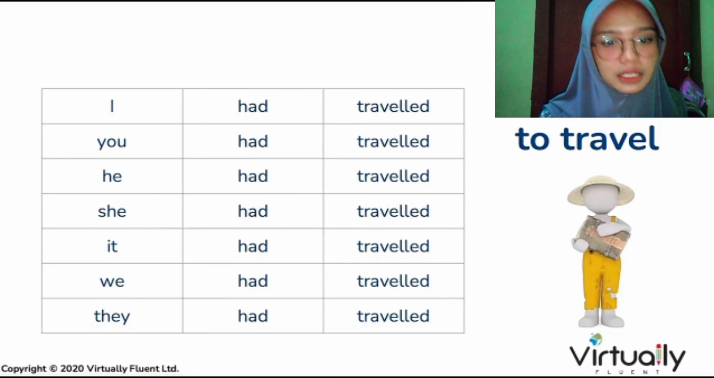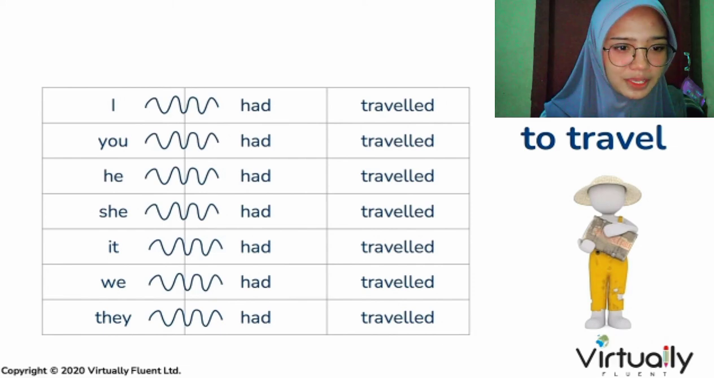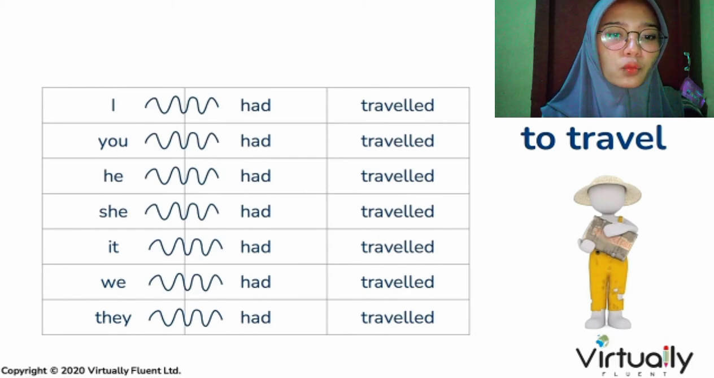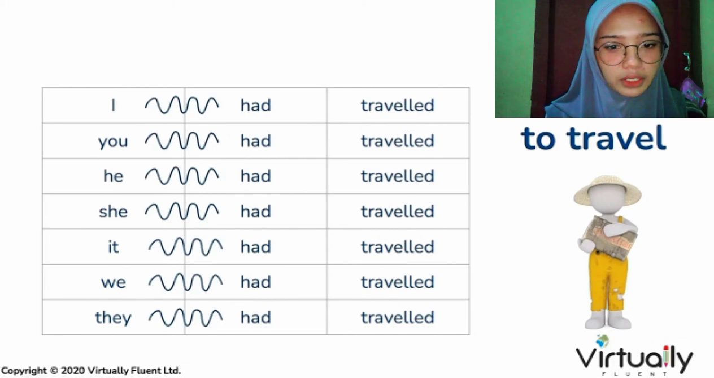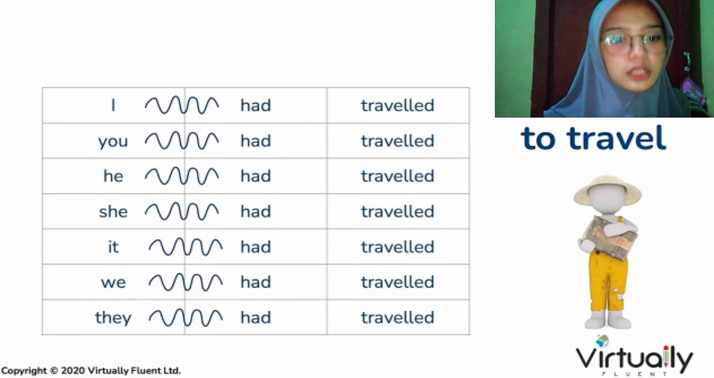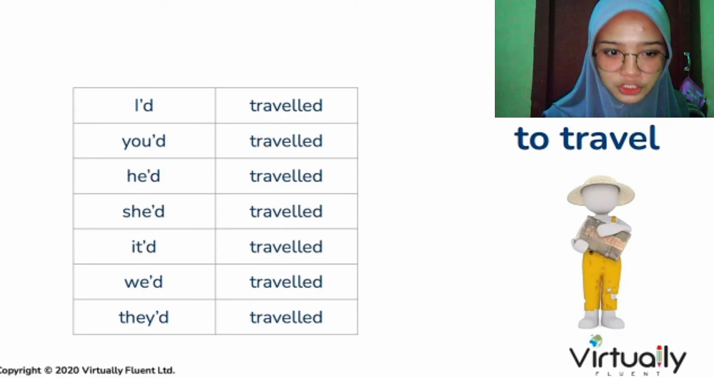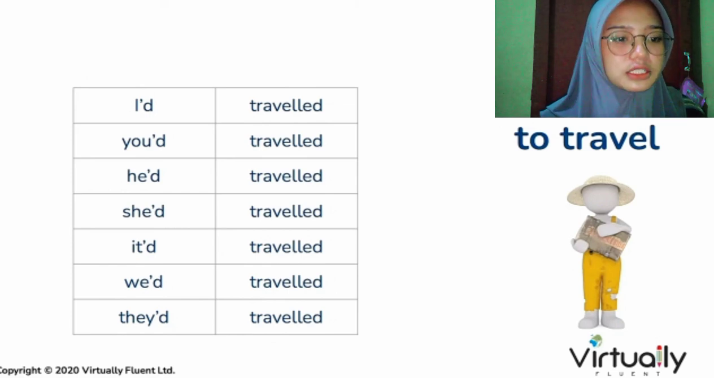He had traveled. In English, remember, we are super lazy. We don't always want to say I had traveled. So instead, we push those words together. We insert a contraction, and here we are going to push the subject and the had together. So we end up with I'd traveled, you'd traveled, she'd traveled, it'd traveled. Difficult pronunciation, right? It'd traveled, we'd traveled, they'd traveled.